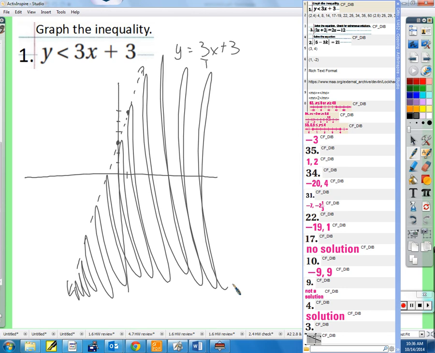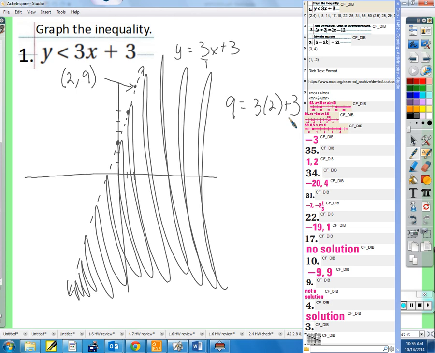Just so it's clear, say I go to an x of 2. That's going to give me y of 9. So 9 is equal to 3 times 2 plus 3. But I don't want 9. 9 is equal to 3x plus 3. I want 8.9, and I want 8.5, and I want 8, and I want 7, and I want 4, and I want 0, and I want negative 1. I want all those guys.